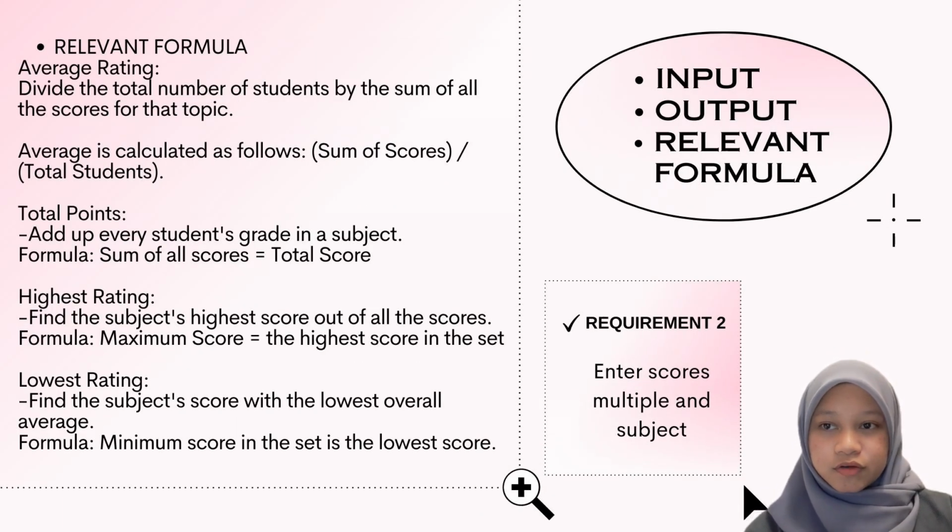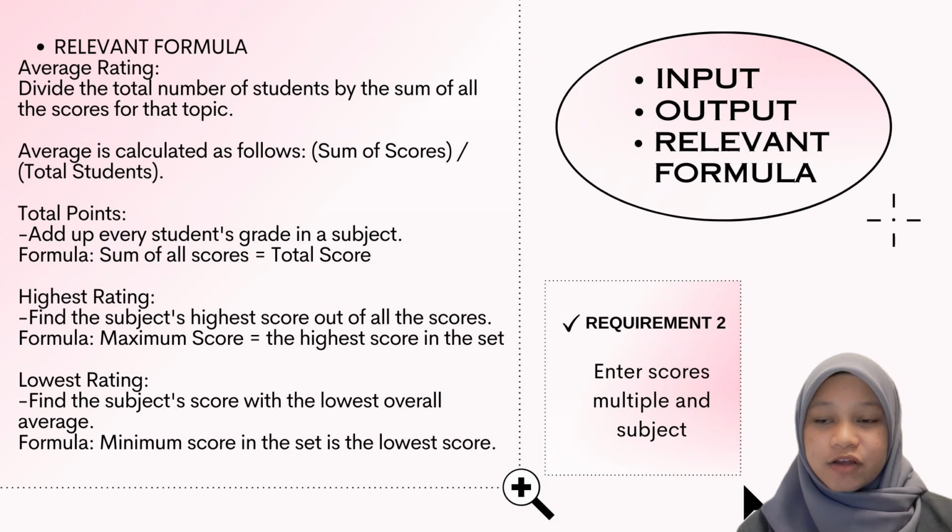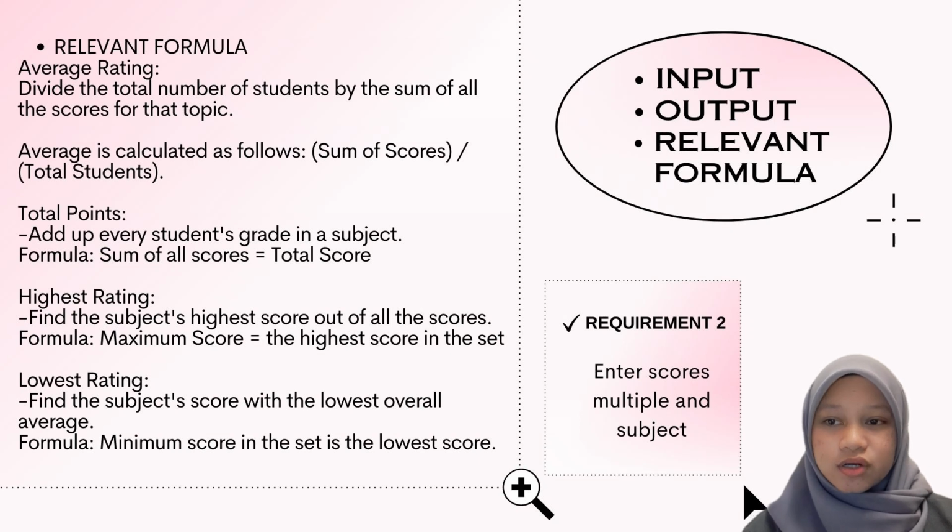Now, for the relevant formula for requirement 2, which is average rating, we have to divide the sum of all the scores for that topic by the total number of students. Average is calculated as follows: sum of scores divided by total students. For total points, we have to add up every student's grade in a subject. The formula is sum of all scores equals total score.